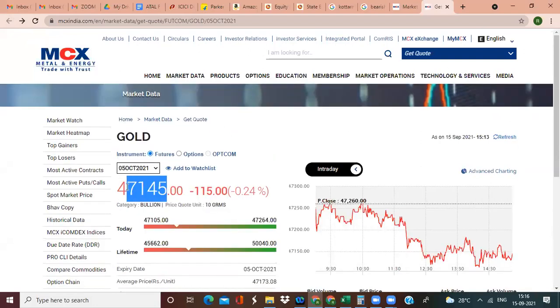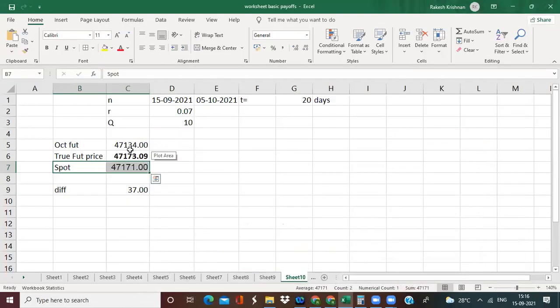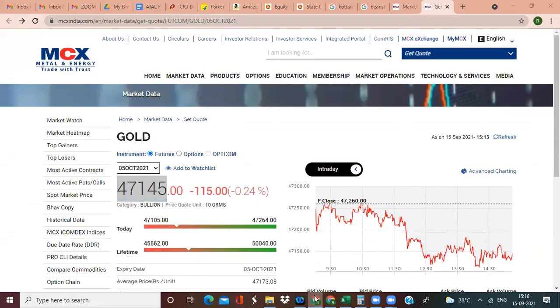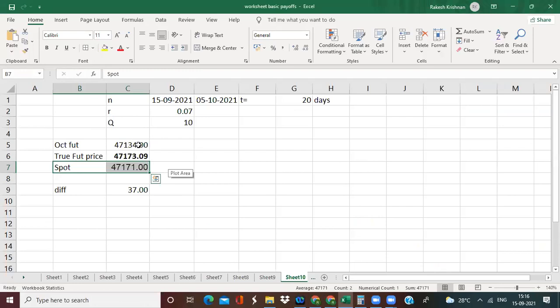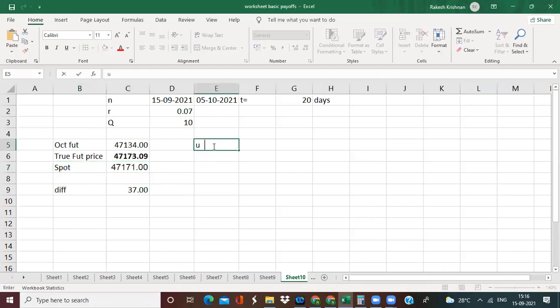Now probably the price is slightly changed because the market is on. At the time we were looking, the price was 134. Now it's 145. It has increased by 10 rupees. So let us go by this. The futures price is 134, but theoretically the price should be 47,173. So we will say that futures are underpriced. So what can you do now? What can you do?